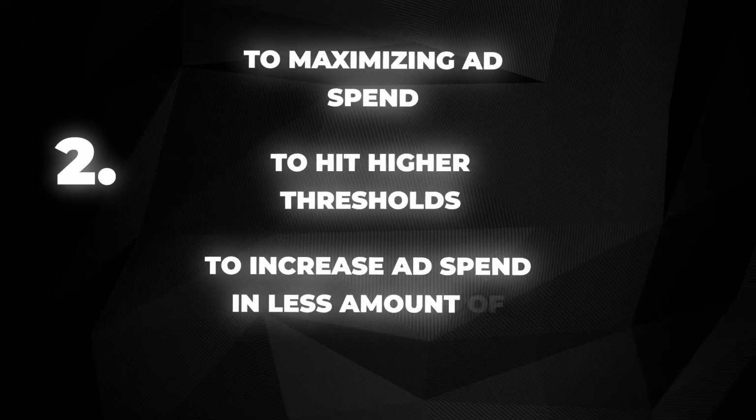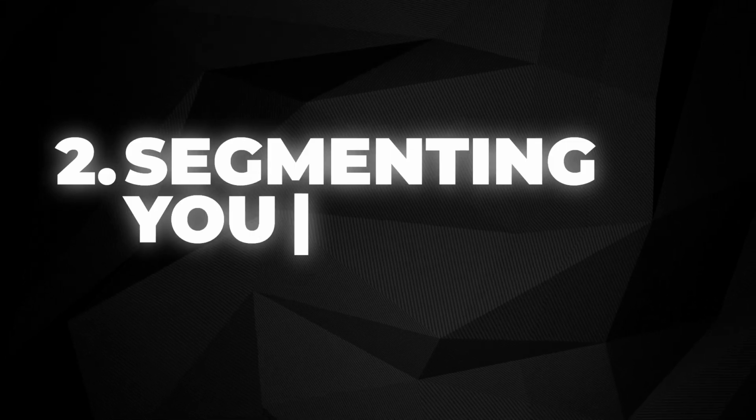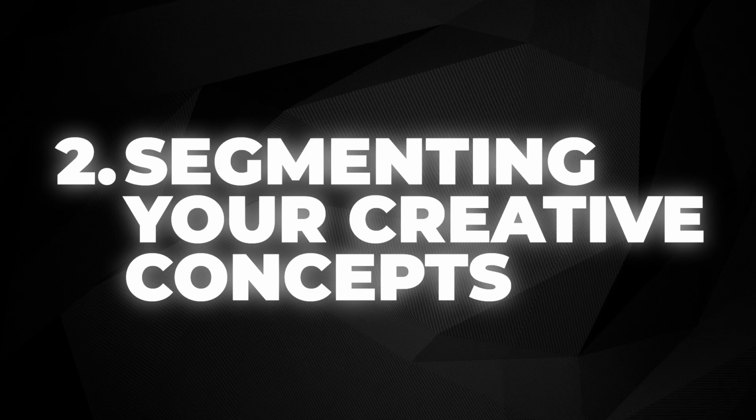Now, the second phase, or the second criteria, to maximizing ad spend, to hit higher thresholds, to increase ad spend in the least amount of time possible, is segmenting your creative concepts at the ad set level. So every offer that we're pushing has a separate campaign. Now we go a step further with the ad set level. Every ad set has its dedicated creative concepts. So for every concept we're testing, you have 2 additional variations. So we're running 3 total ads for a single concept.